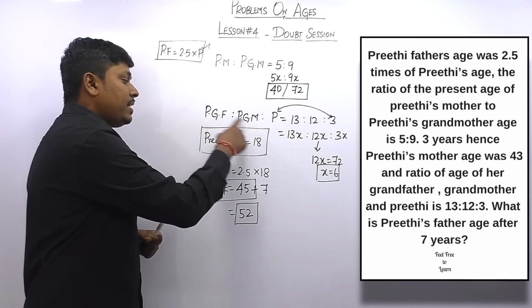After that, finding Preeti's father's age is easy. 2.5 into Preeti's age, plus after 7 years, it will be 52. So finally the answer for this question number 4 is 52.